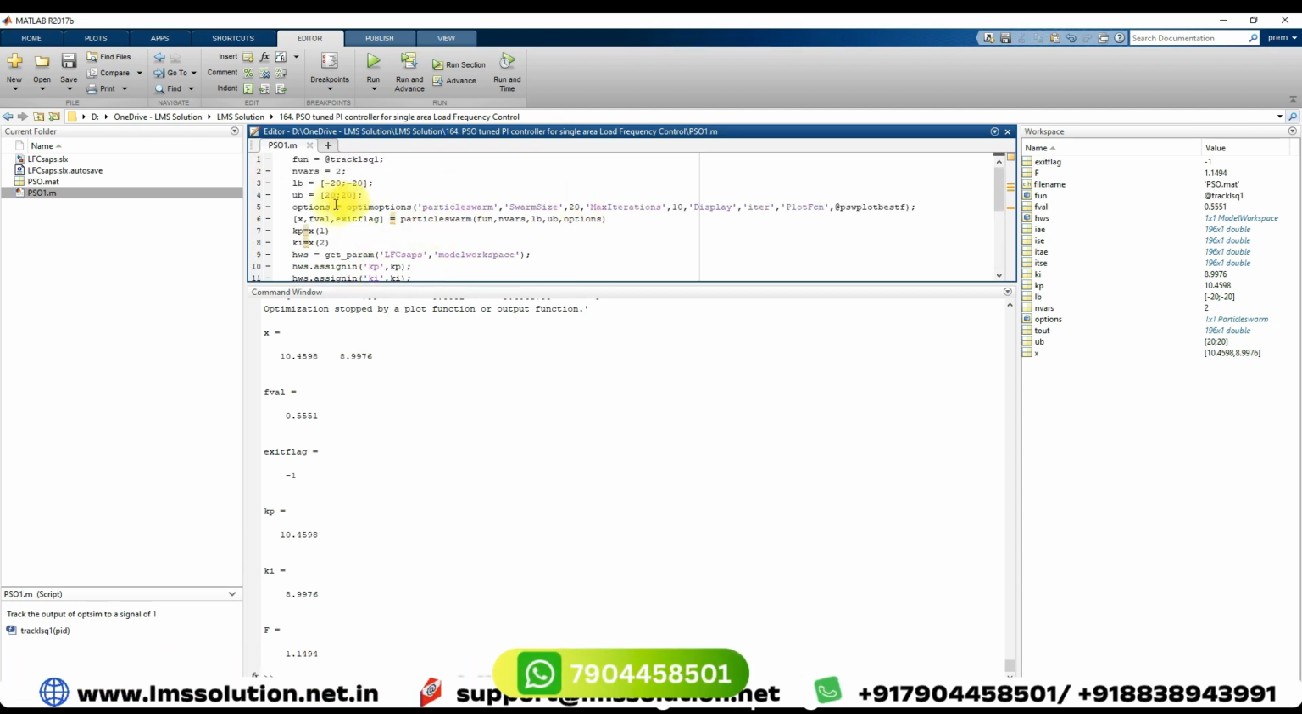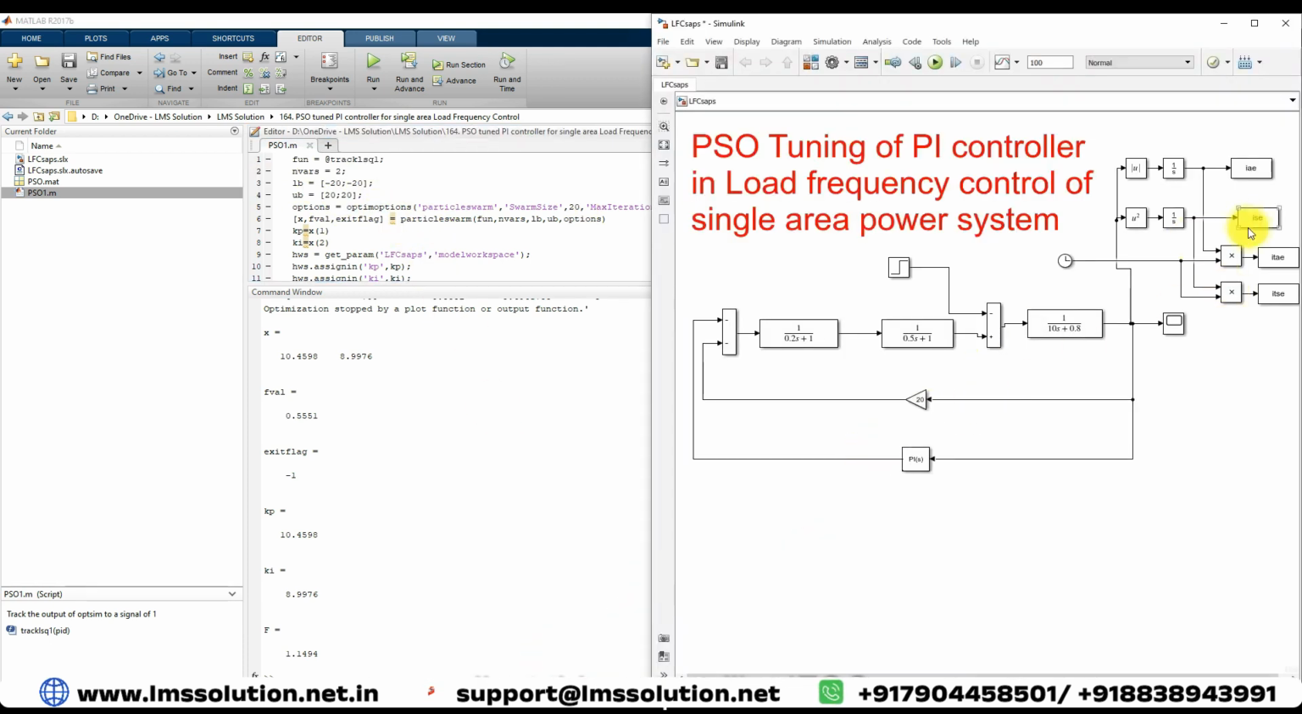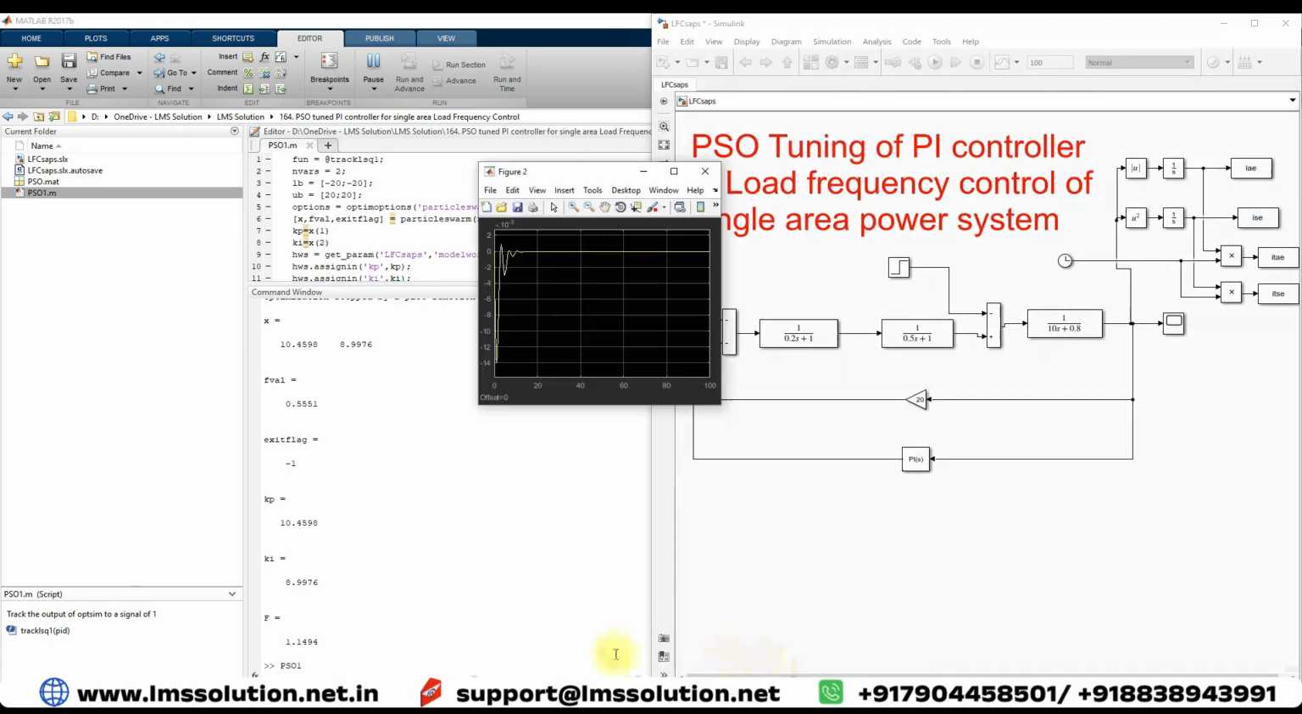While executing this program, the PSO will supply the KP and KI values to this model, and then it collects the outputs like IAE, ISE, ITAE and ITSE, and finally the PSO will provide the optimal values for KP and KI with the minimum value of IAE, ISE, ITAE and ITSE. Here I am going to show this one. I can see the execution.